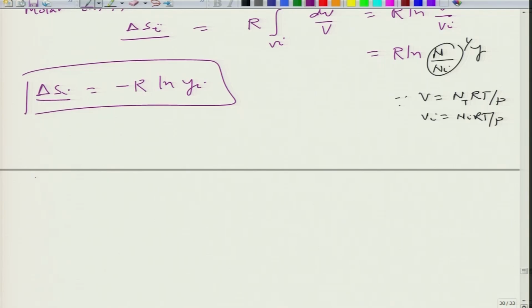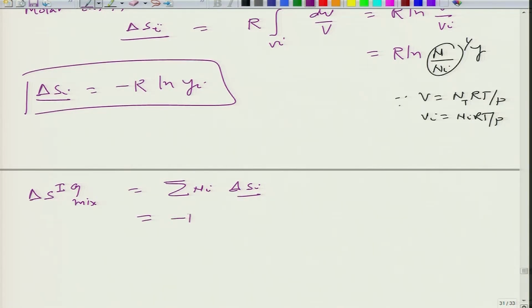Now, given this, I have to add it up for the other components. If you add it up, the others will be straightforward, because delta S ideal gas mixture would be nothing but the summation of N_i delta S_i bar, because it is extensive. So, we are simply adding the contributions of each particular component. That is a relation I am just simply adding here.